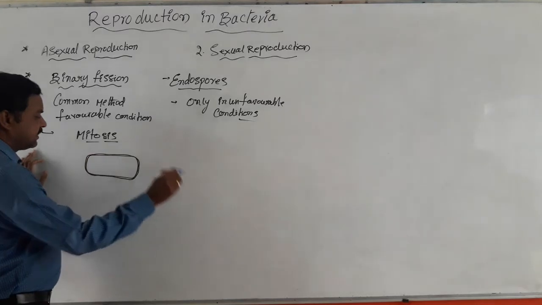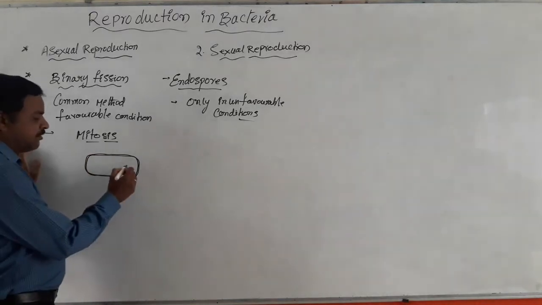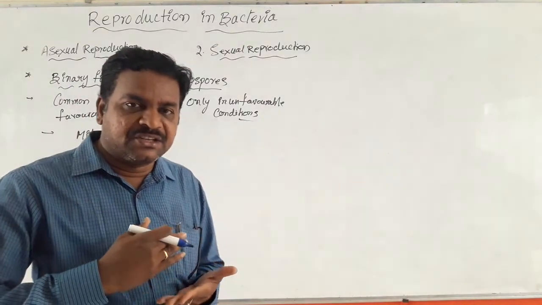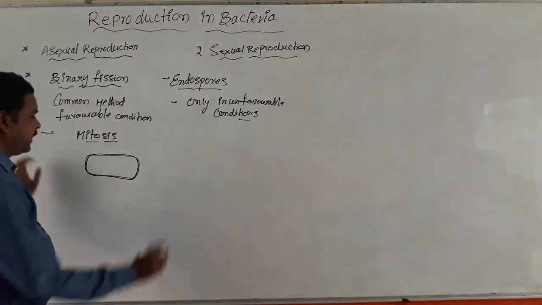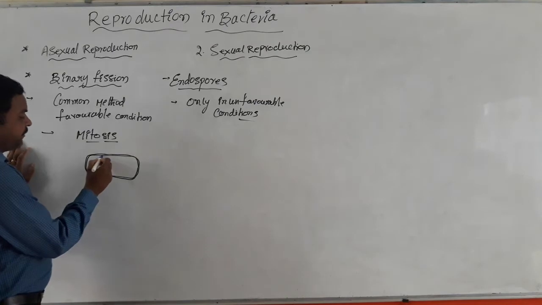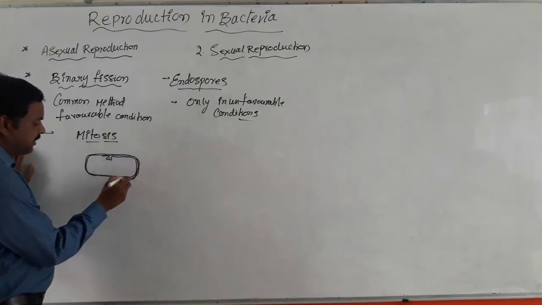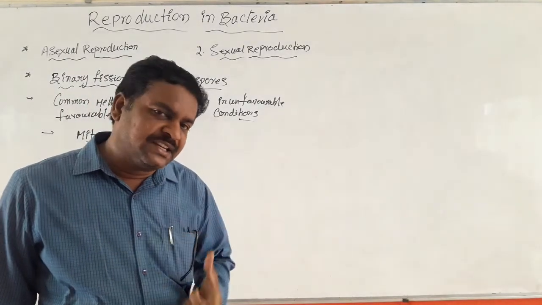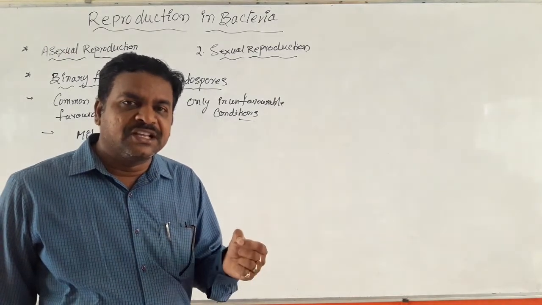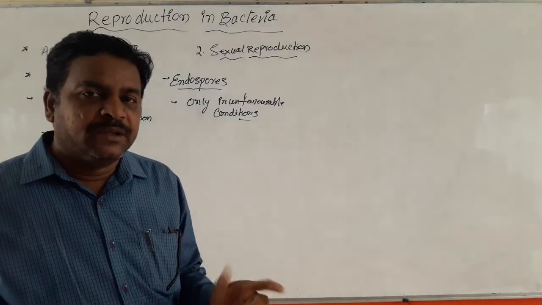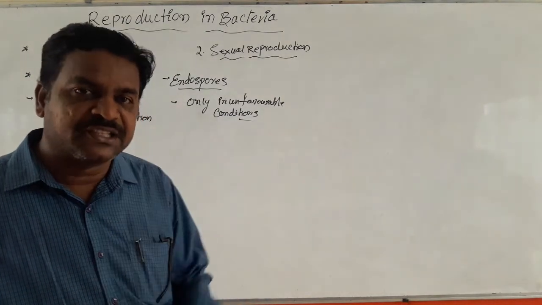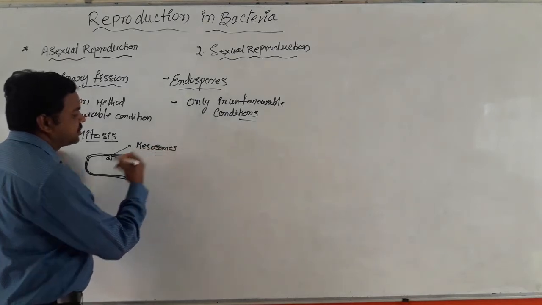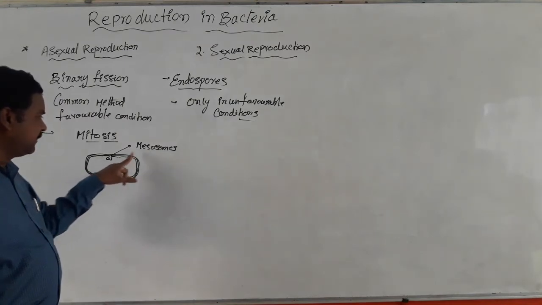This is represented by the cell wall, followed by the plasma membrane. This is the bacterial cell. First, the bacterial cell transversely elongates in size. Then the bacterium shows infoldings of the plasma membrane. The plasma membrane invaginates, producing infoldings into the cytoplasm. Such regions are called mesosomes.